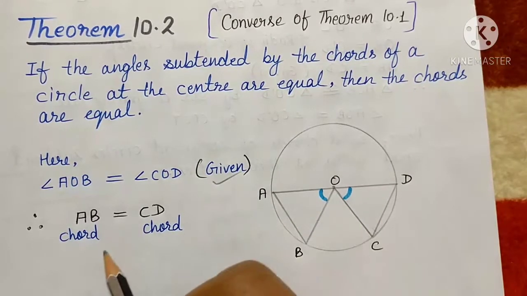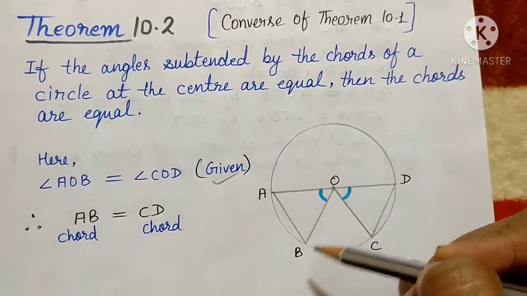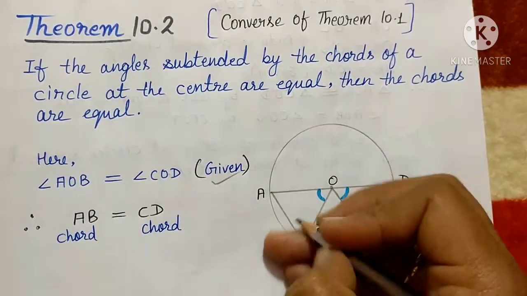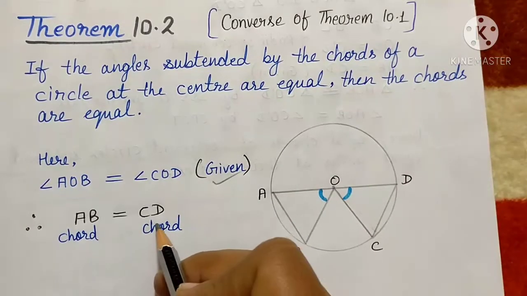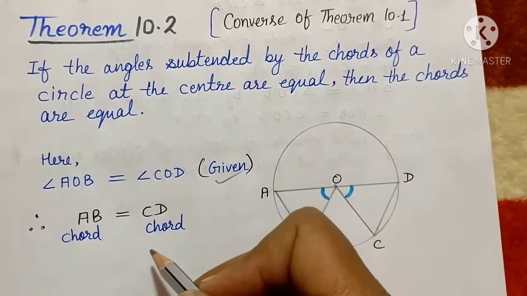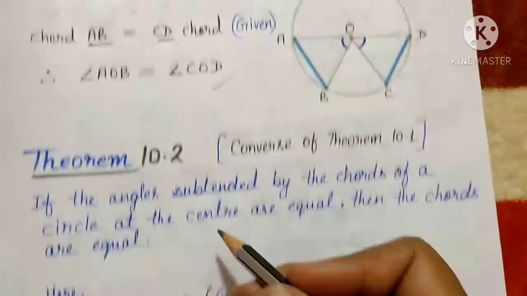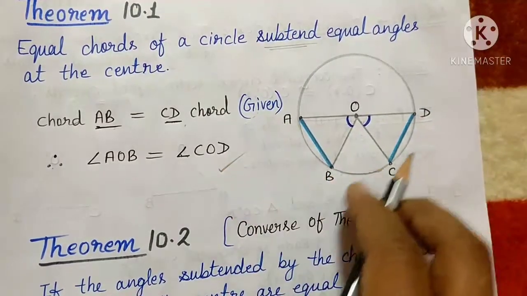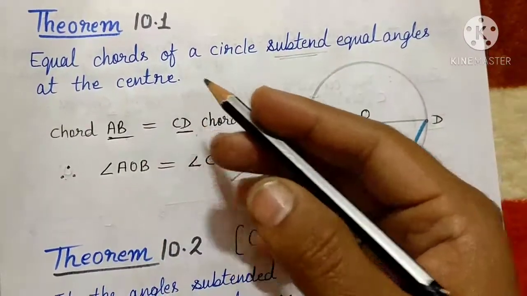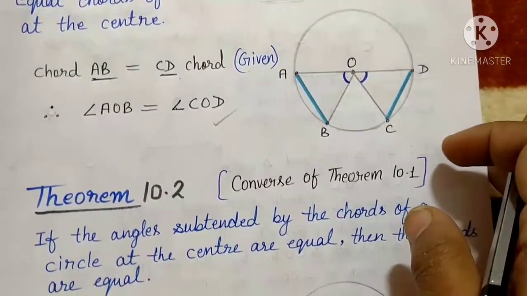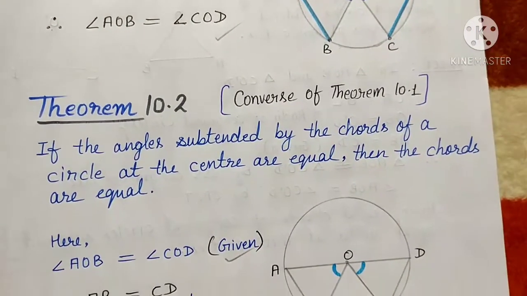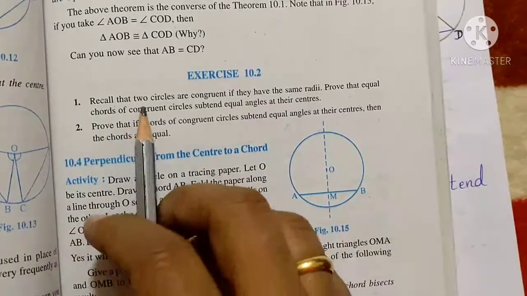So according to this theorem, if the angles subtended by the chords at the center are equal, then the chords will be equal. See, AB is equal to CD. If angles are equal at the center, then the chords will be equal according to 10.2. And 10.1 says that if chords are equal, then the angles subtended by them at the center will be equal. These are theorems 10.1 and 10.2. Now on the basis of these two theorems, we are going to solve exercise 10.2 of the NCERT book. Let's solve.